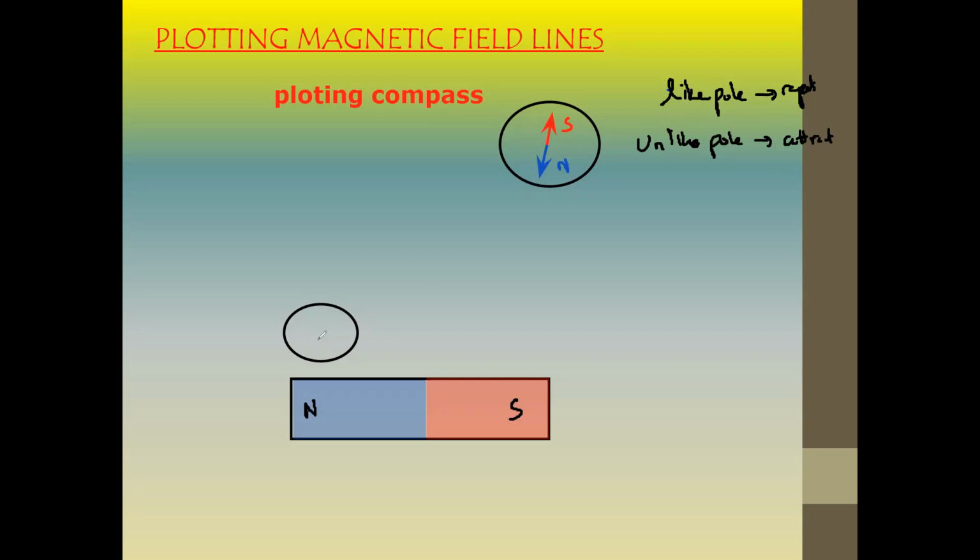So when I place a plotting compass next to the magnet, what will happen? Because like poles repel, north will repel north and south will attract the north pole. So how will the compass needle appear? It appears that the south pole is attracted. So this will be the part of the south pole, and the north pole is repelled, but this is a needle, so it will appear like this.